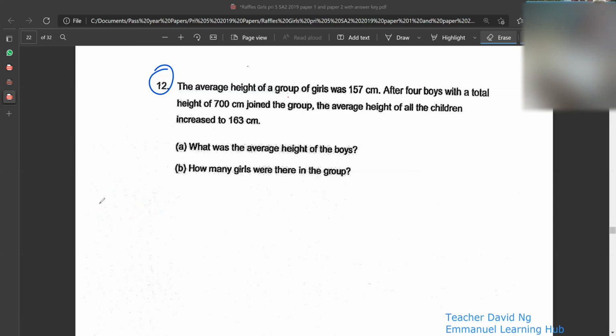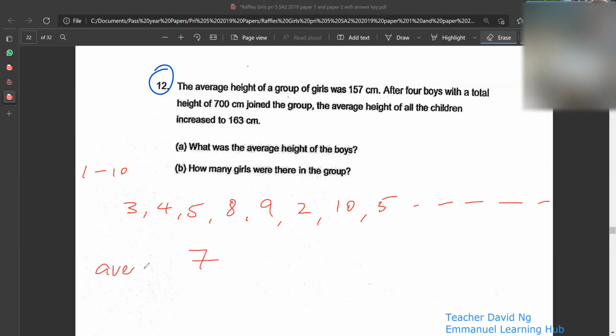Okay, average means, right? Let's say I have 50 sets of data. I use numbers to denote the data. The data ranges from 1 to 10. Then the average of the 50 sets of data, let's say, is 7. Okay, average is 7.